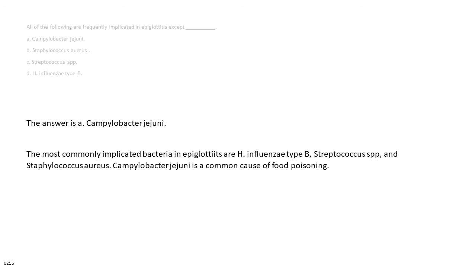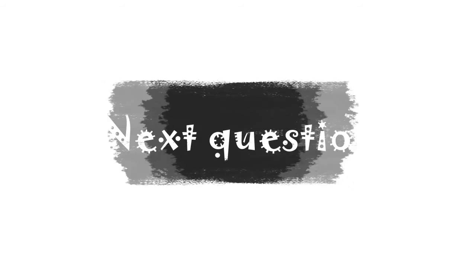The answer is A. Campylobacter jejuni. The most commonly implicated bacteria in epiglottitis are Haemophilus influenzae type B, Streptococcus species, and Staphylococcus aureus. Campylobacter jejuni is a common cause of food poisoning.